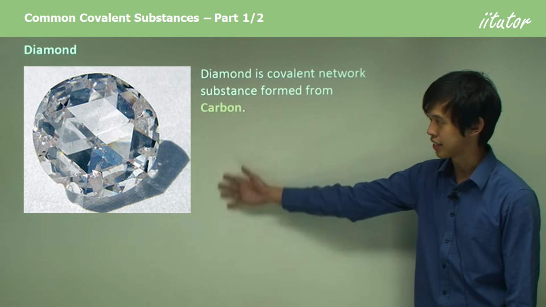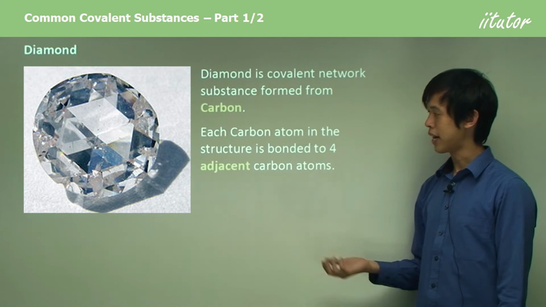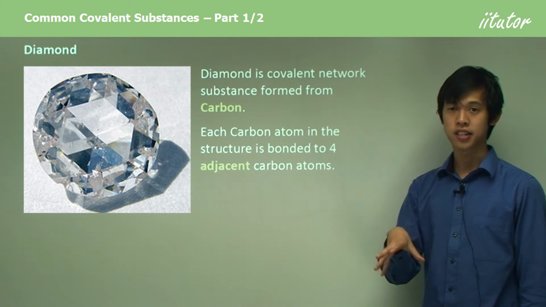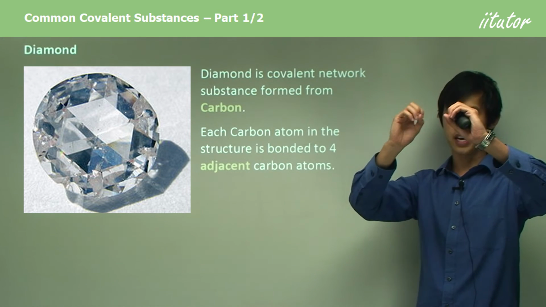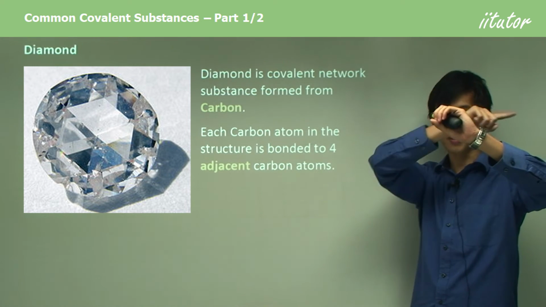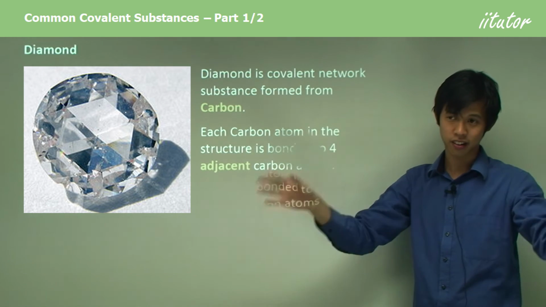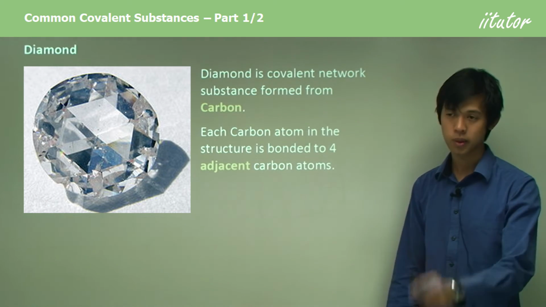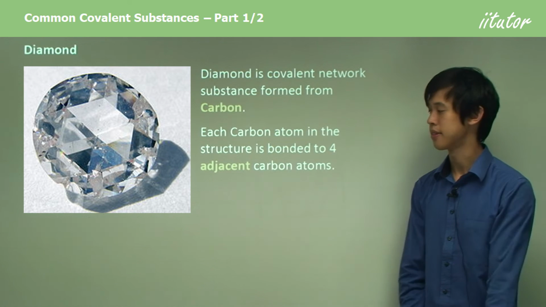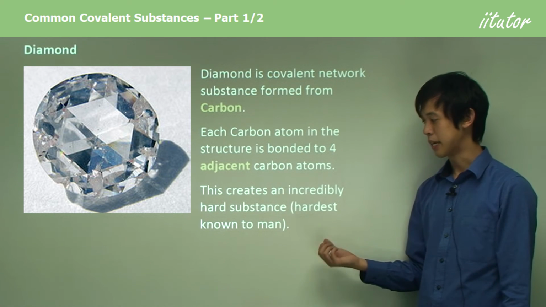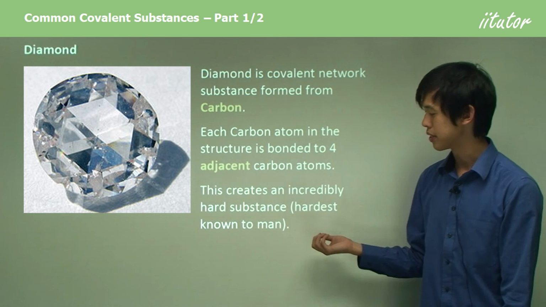So here is a nice example of a diamond. Each carbon atom in the structure is bonded to the 4 adjacent carbon atoms around it. Each carbon atom has 4 sitting around it, and it's bonded to each of those 4. Each of those 4 is bonded to another 4, and so on ad infinitum. So that's how it's bonded together in a big network substance. This creates an incredibly hard substance, and it happens to be the hardest substance known to man.